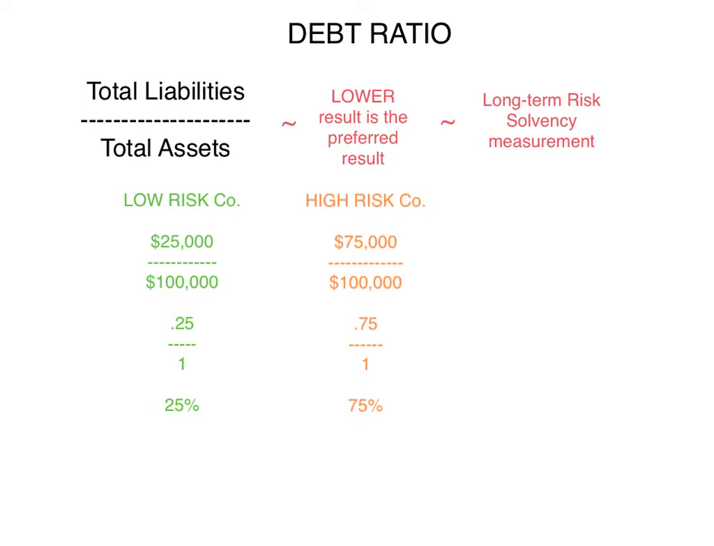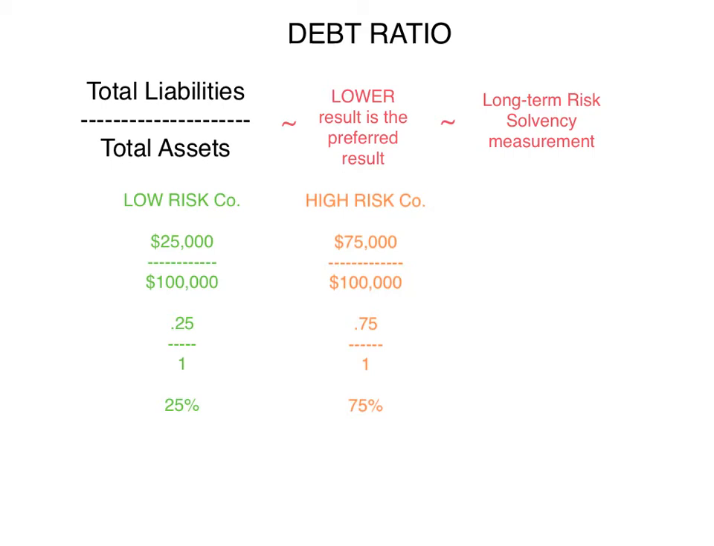On the far left, let's do our first company in green. I'm going to call this low-risk company. Hope I didn't give away any answers. On the balance sheet of low-risk company, we find that low-risk company has $25,000 of total liabilities. Also on the balance sheet, we see that they have $100,000 of total assets.